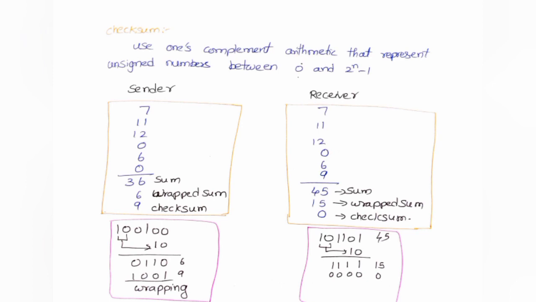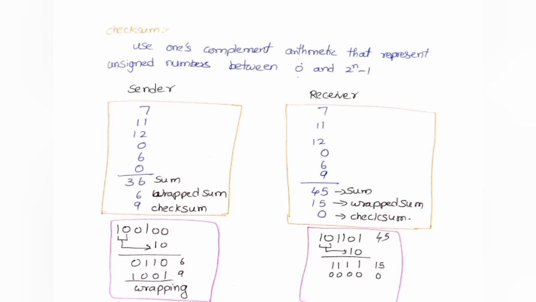So next one is the checksum. Checksum means we are going to use the ones complement arithmetic. To find the checksum of the given message, we are using the ones complement arithmetic that represents unsigned numbers between 0 and 2 power n minus 1. So here at the sender side, we are going to perform the sum of all the data. This is the message that we want to transfer, and we are performing the sum of the numbers in the message. So the sum is 36.